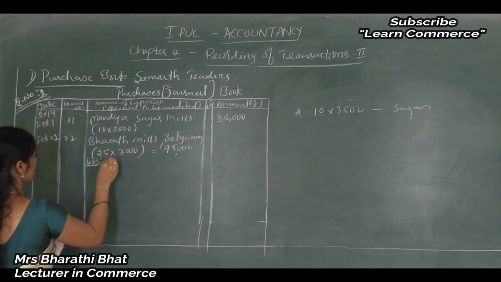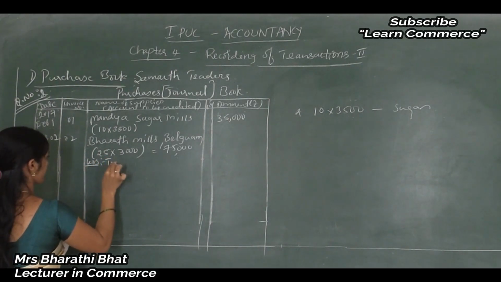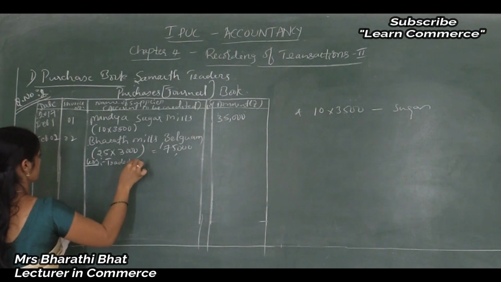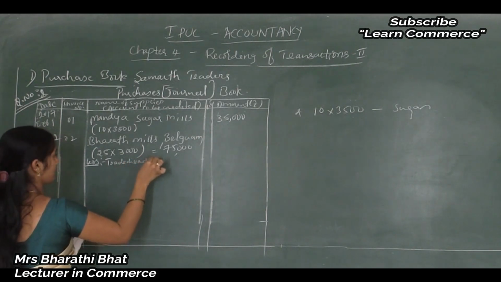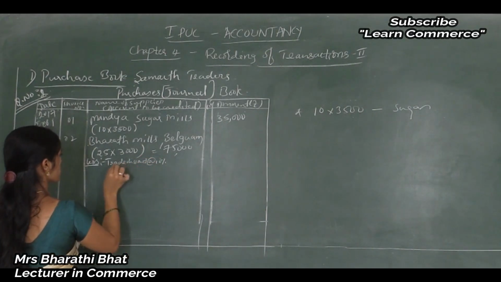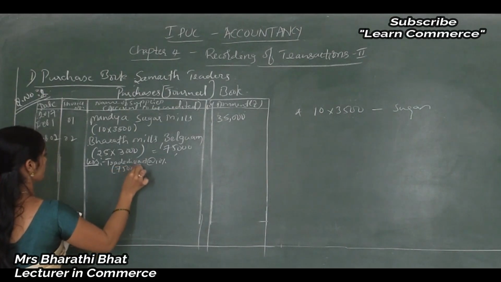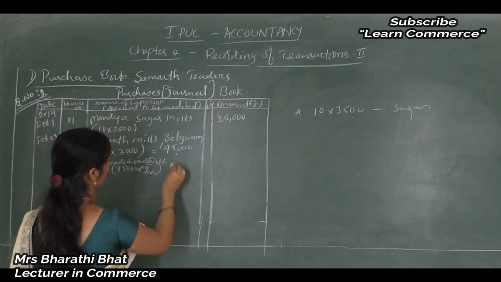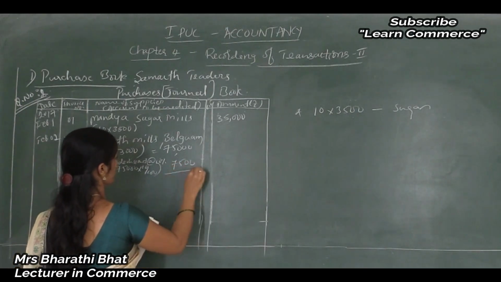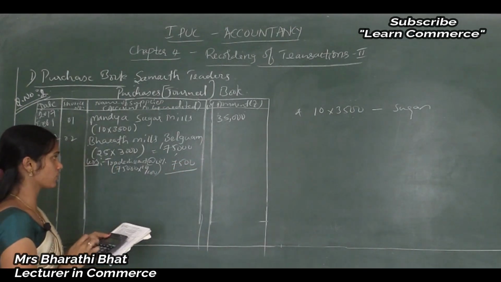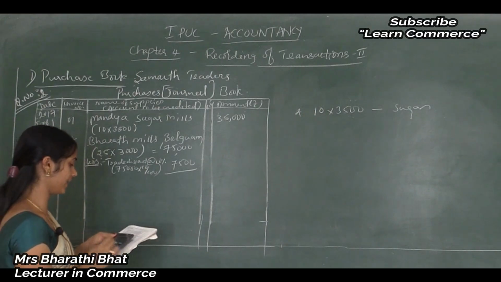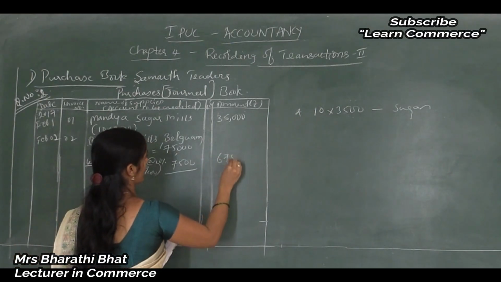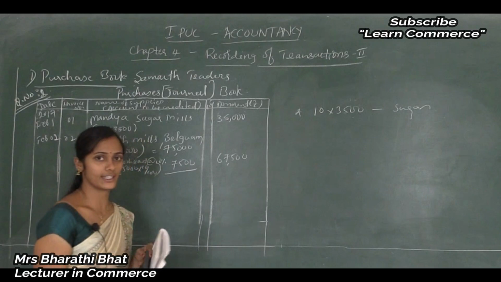So less trade discount at 10%. So 75,000 into 10 by 100, 7,500. So now 75,000 minus 7,500, 67,500 in the amount column. Any confusion here?